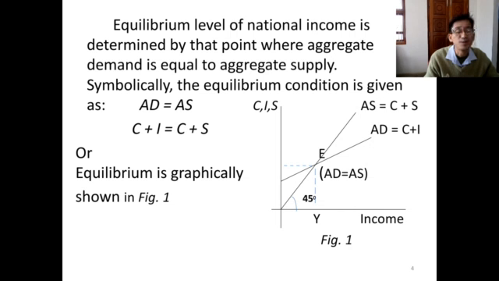EY is the equilibrium level, and EY is the effective demand. Demand is represented by C plus I on the Y axis. EY is the effective demand given by the point of equilibrium where AD is equal to AS.